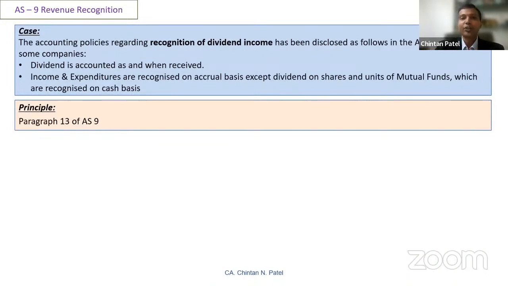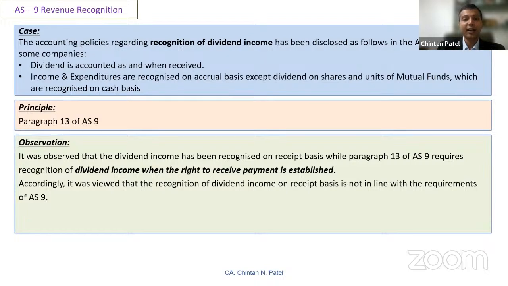The accounting policies regarding recognition of dividend income have been disclosed as follows in the annual report of some of the companies. Dividend is accounted as and when received. Second, income and expenditure are recognized on accrual basis, except dividend on shares and units of mutual fund, which are recognized on cash basis. Again, I have mentioned earlier that there is no concept as far as income is concerned to recognize on cash basis. Income shall be recognized on accrual basis, and AS9 specifies that the dividend income shall be recognized when the right to receive payment is established. So only when the right to receive payment is established shall dividend be recognized, and mentioning therein that it is recognized when the amount is received is an incorrect accounting principle.